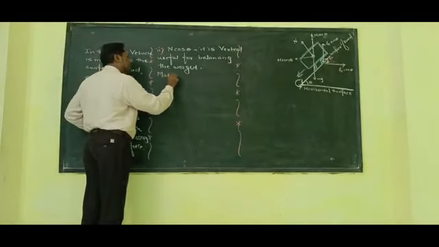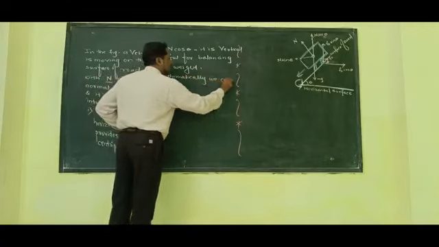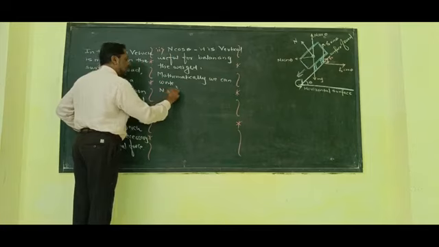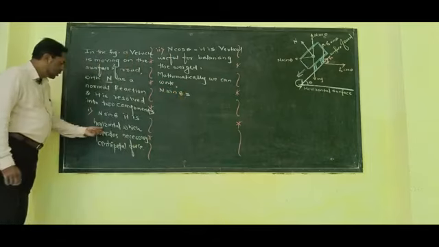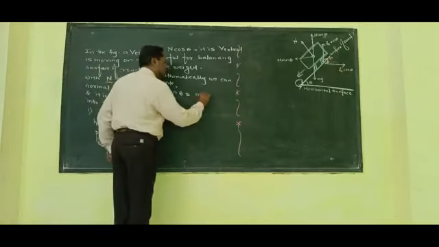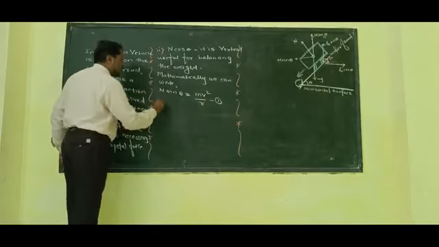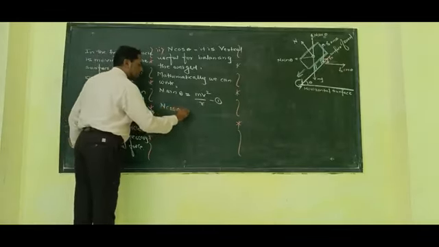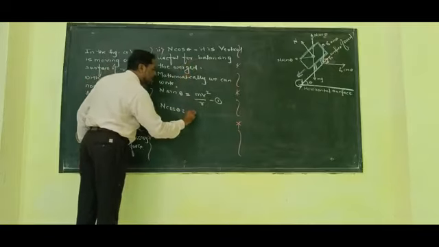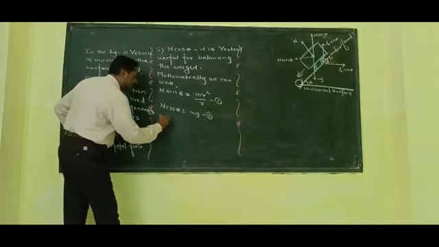Mathematically, we can write n sine theta, which is useful for the necessary centripetal force, that is mv square by r. Equation number 1. The second component n cos theta is useful for balancing the weight, that is mg. Equation number 2. Dividing equation 1 by 2.